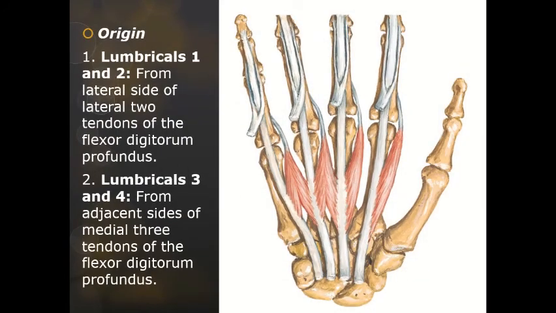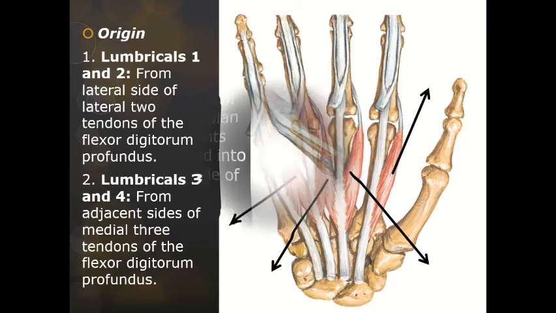Yes, origin of the lumbricals. Let me show you this. First and second lumbricals, they are unipinnate. They arise from the lateral side of the flexor digitorum profundus tendons. Whereas third and fourth lumbricals, they are bipinnate muscles, arising from the adjacent sides of the flexor digitorum profundus tendons. Okay, so this is the first lumbrical, then this is the second lumbrical, third lumbrical, and this is the fourth lumbrical.